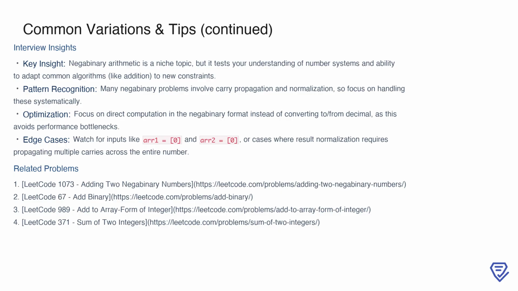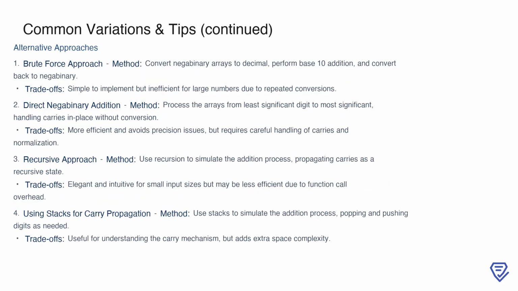Additionally, be prepared for edge cases, such as when both input arrays consist of a single 0, or when the result requires propagating multiple carries throughout the entire number. These scenarios often test your ability to anticipate and handle edge cases robustly. Lastly, exploring related problems like adding binary numbers or working with array-based integers can help build a strong foundation for tackling Negabinary challenges. Let's explore some alternative approaches to solving Negabinary addition problems.